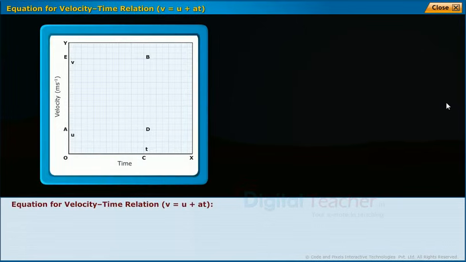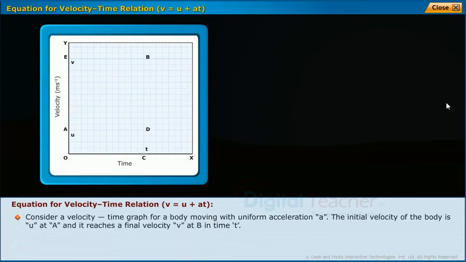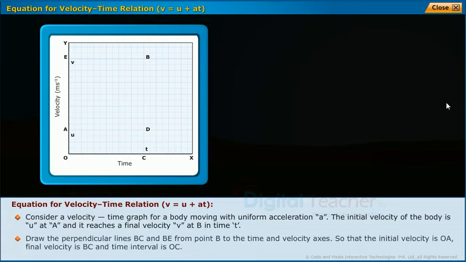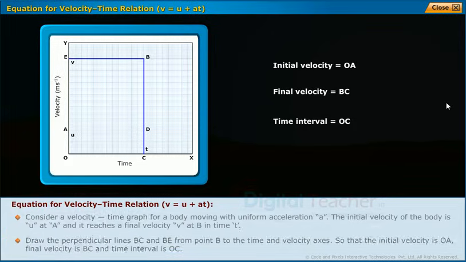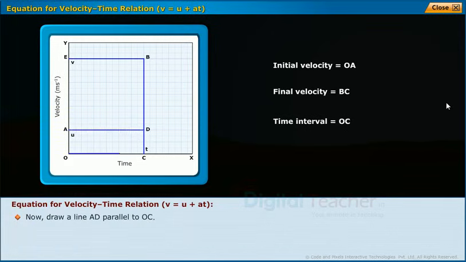Equation for velocity time relation. V equals U plus AT. Consider a velocity time graph for a body moving with uniform acceleration A. The initial velocity of the body is U at A and it reaches a final velocity V at B in time t. Draw the perpendicular lines BC and BE from point B to the time and velocity axis, so that the initial velocity is OA, final velocity is BC and time interval is OC. Now draw a line AD parallel to OC.